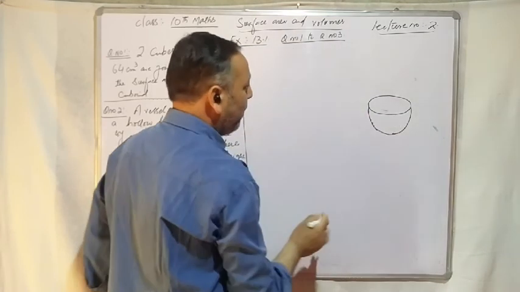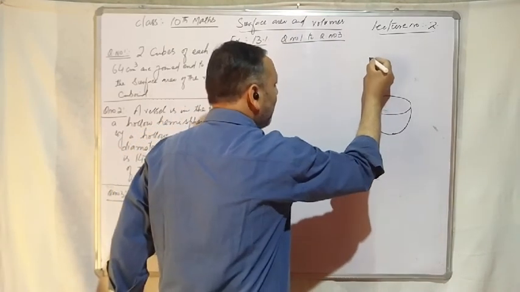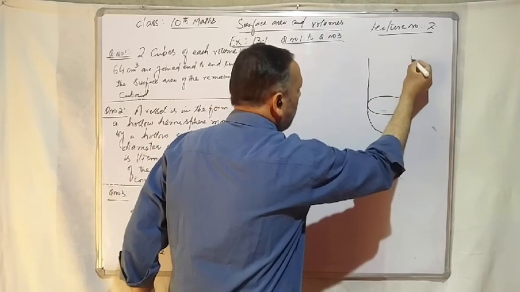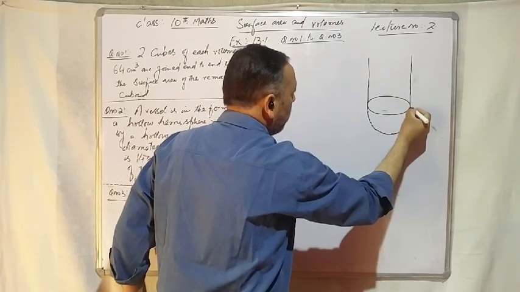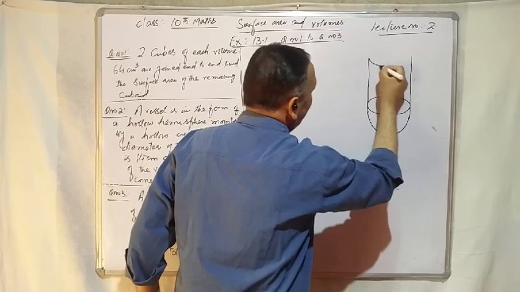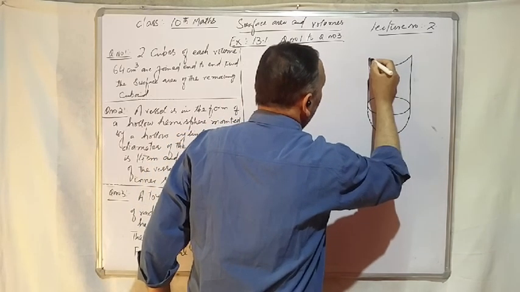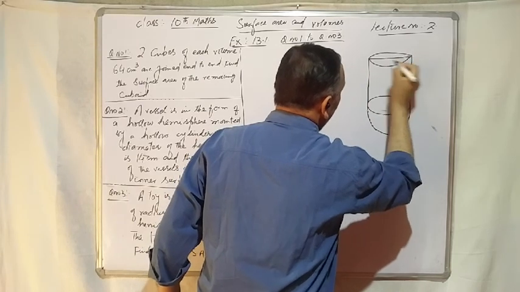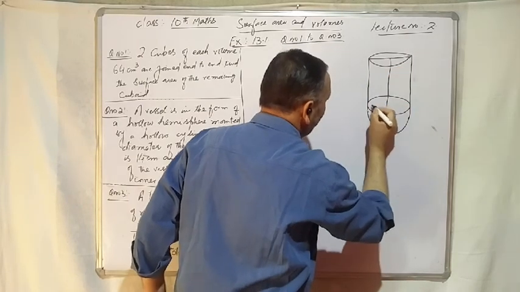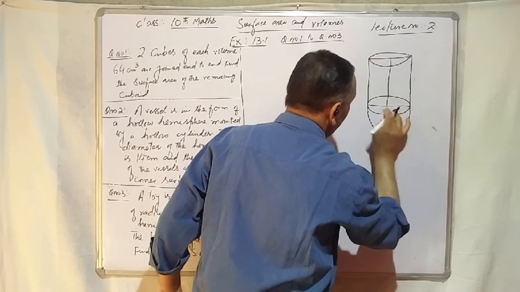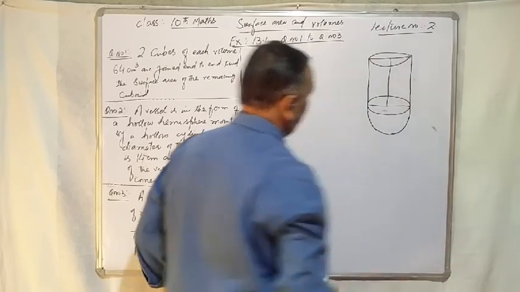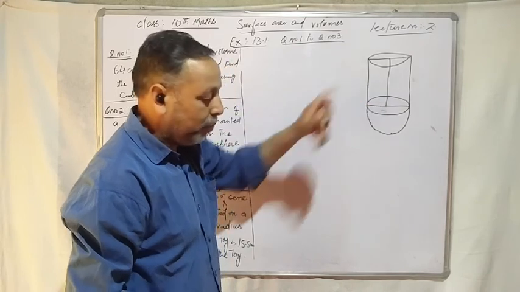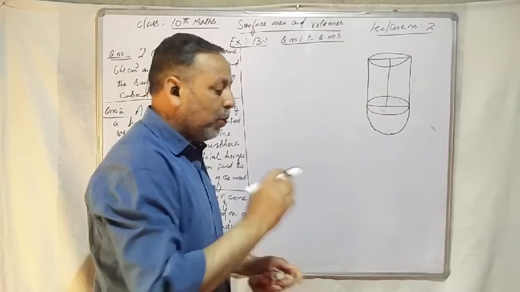Over this hemisphere is mounted a cylinder. A cylinder is kept over it, just like this. This is the diameter of the cylinder. This will be its height. This is the diameter of the hemisphere. So that means diameter of cylinder and diameter of hemisphere will be the same. I may explain you like this.